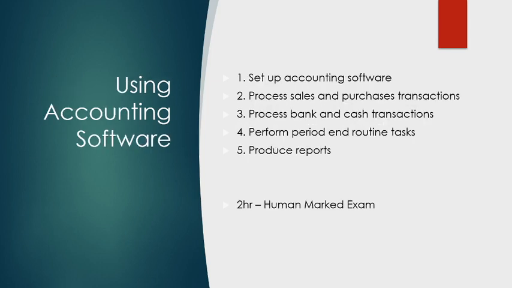And then this is a slightly different form of exam. This is using accounting software. Usually you use Sage. That's what I used as well. So you learn how to use this accounting software. It's widely used across many different businesses. This exam has 5 different things to do. You set up accounting software, process sales and purchases, bank and cash transactions, and perform routine period end tasks. And then you have to produce reports at the end.